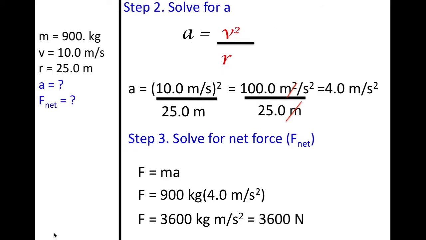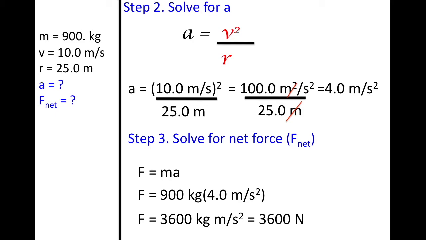Step 2 is to solve for acceleration, and over on the left, you don't have to worry about writing this. I just wanted to have it here so that we could see what numbers I was plugging into the equation. So we know that acceleration equals velocity squared over radius. When we plug everything in, we get 10.0 meters per second, all squared, over 25.0 meters. When we multiply and divide and everything crosses out, we are left with 4.0 meters per second squared.